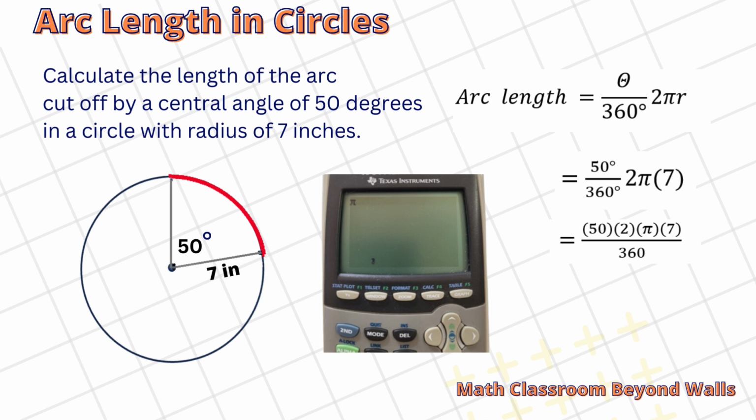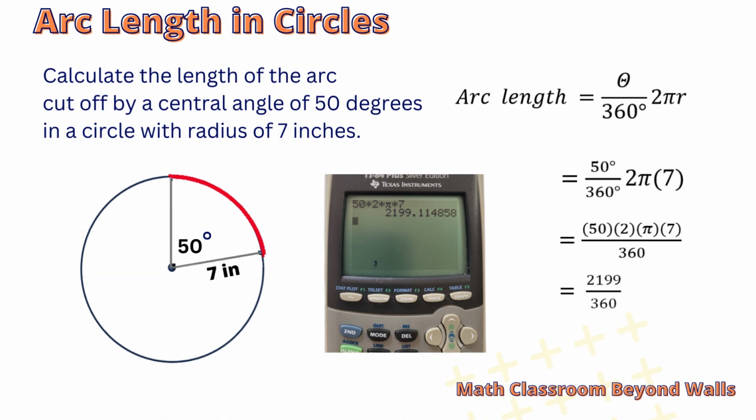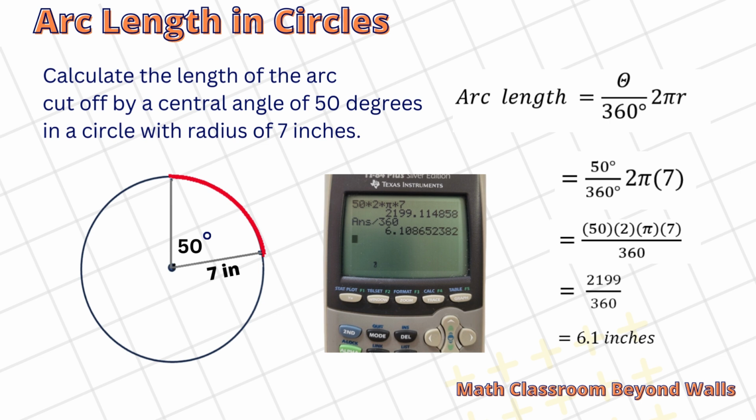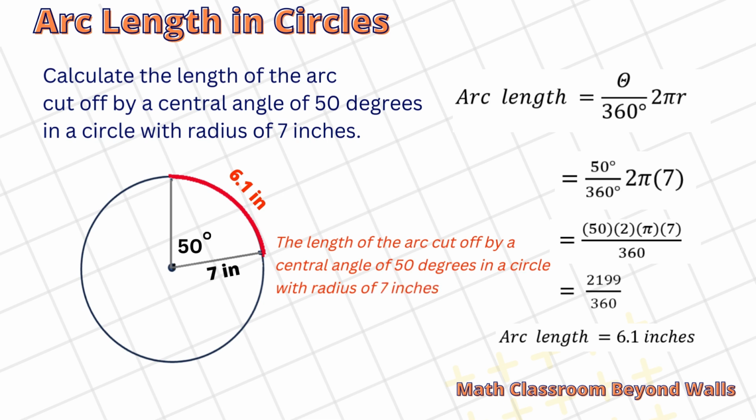Multiplying the numbers in the numerator gives us 2,199. Dividing 2,199 by 360 gives us 6.1. So, the arc length is 6.1 inches. There you are, we have an answer. The length of the arc cut off by a central angle of 50 degrees in a circle with a radius of 7 inches is 6.1 inches. Did you get it?